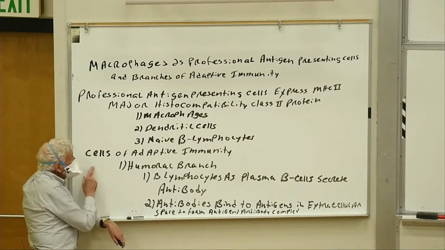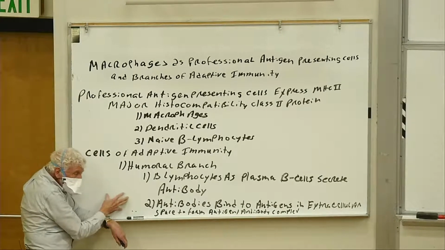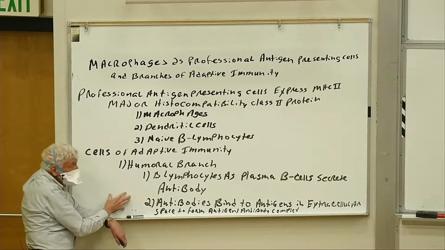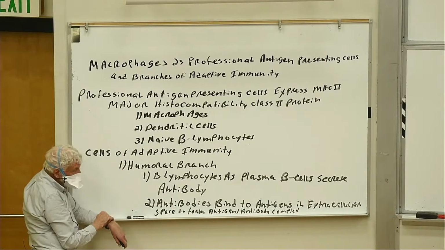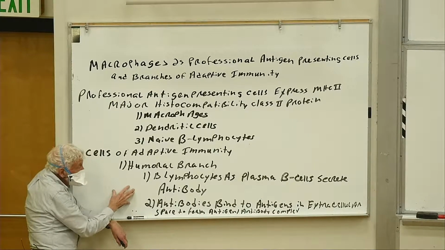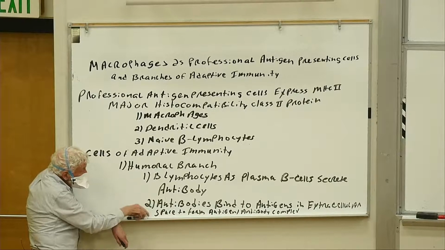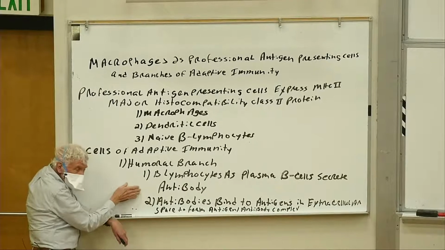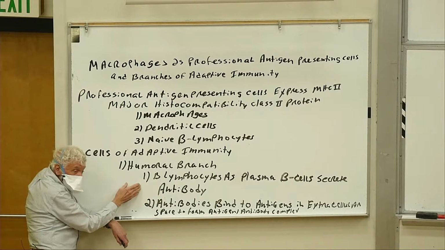When we talk about cells of adaptive immunity, we're going to talk about the humoral branch. Whenever I say humoral branch, immediately think plasma B cells, or at least a B lymphocyte. The plasma B cells are going to be mature cells that have been derived from naive B lymphocytes. When you think about the humoral branch, we're going to emphasize that these mature plasma B lymphocytes are secreting a glycoprotein called an antibody. So hold on to the idea that the antibody is secreted by the B lymphocyte.